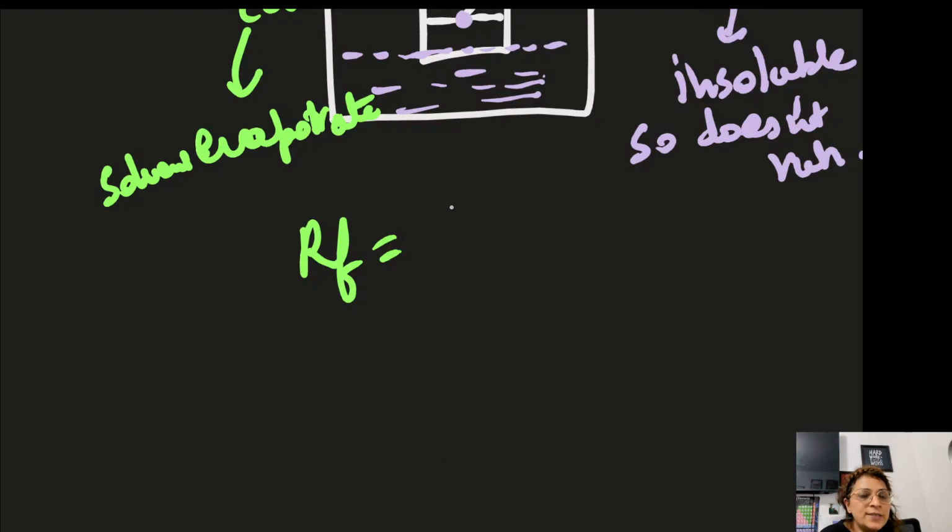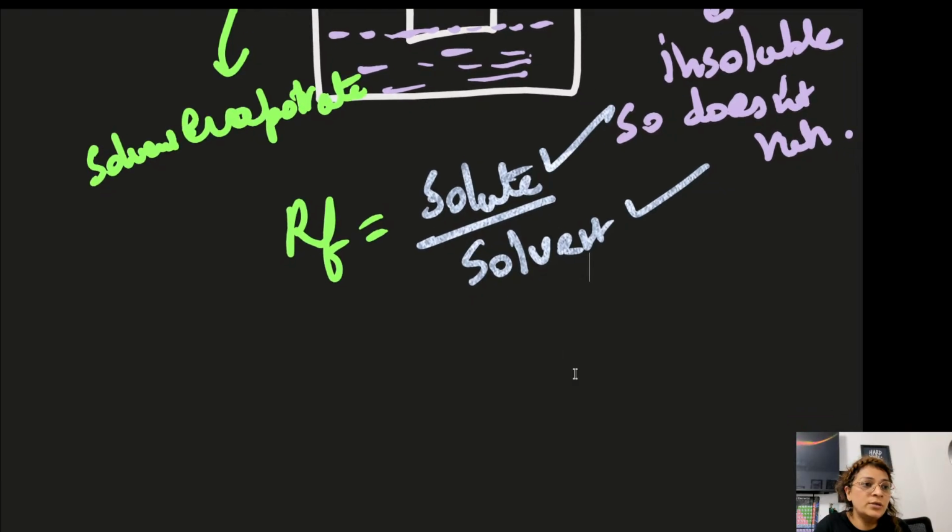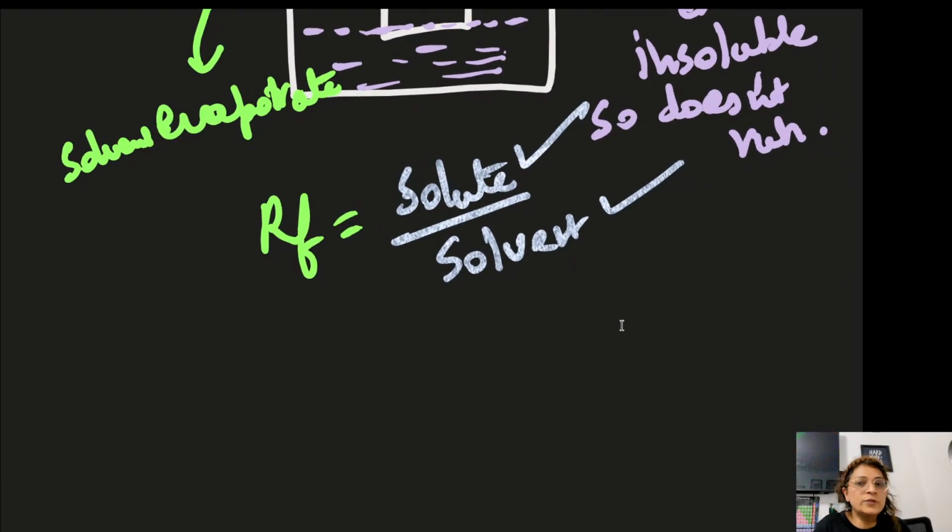Distance moved by the solute over the solvent, not just the solvent. Am I right? Is it solute over solvent or solvent over solute? Yes, you are correct. Solute over solvent. Please don't go the other way around, otherwise you will lose the mark. Solute over solvent is the right answer.